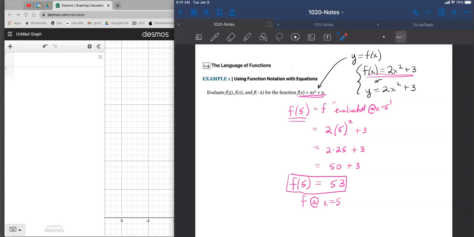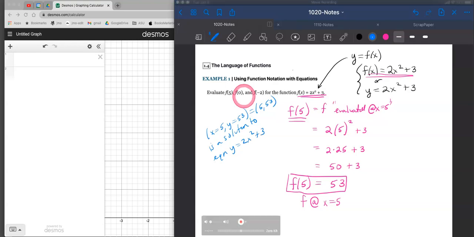Okay. One way we can check, so in the notation of 1.2 and 1.3, what we can say is that the value x is equal to 5, y is equal to 53, sometimes written as just (5, 53), is a solution to the equation y is equal to 2x squared plus 3. So this is some of the terminology that we learned in a previous video.